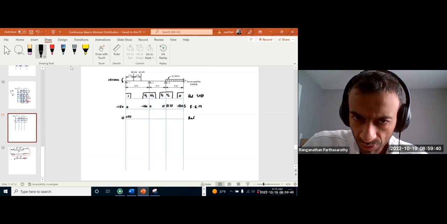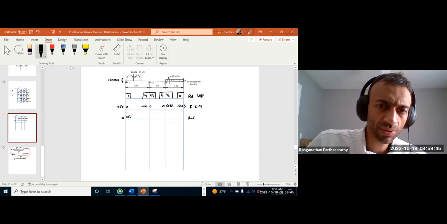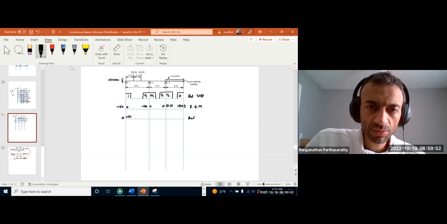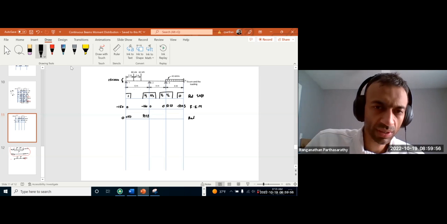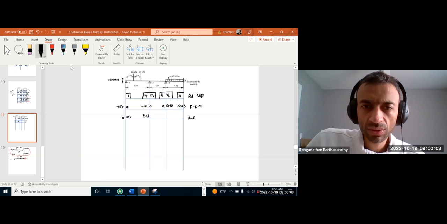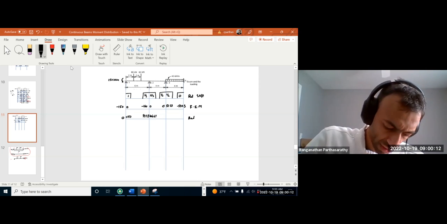So this is negative 160, so we need to apply positive 160. So 1/3 of that will go there, so positive 53.33 will go here. And 2/3 of that will go here, so positive 106.67 will go here. Then here is positive 53.33.